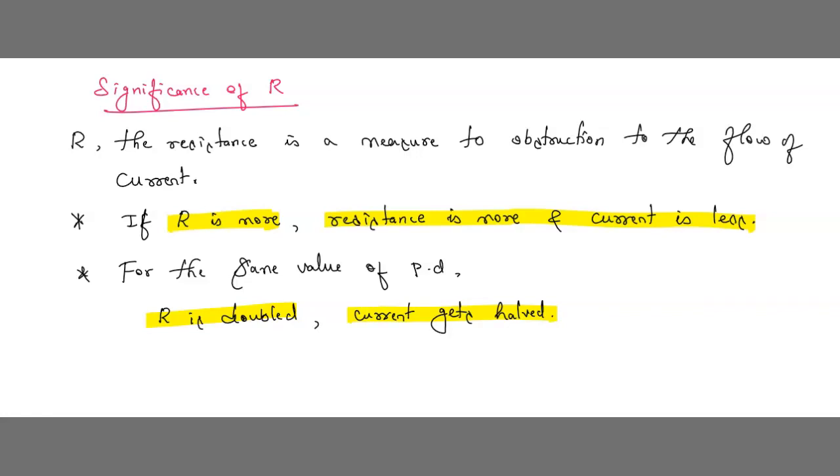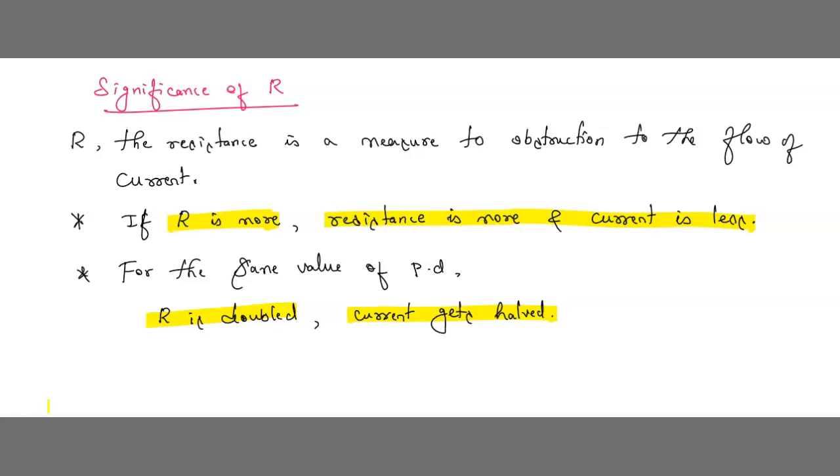If they ask you to write the significance of R, then you are supposed to write this much: R is the resistance. The resistance is a measure to obstruction to the flow of current. If R is more, resistance is more, current is less. For the same value of potential difference, if R is doubled, then current gets halved.